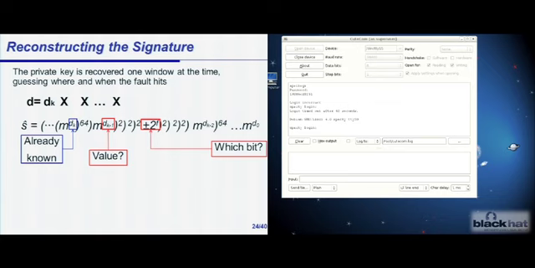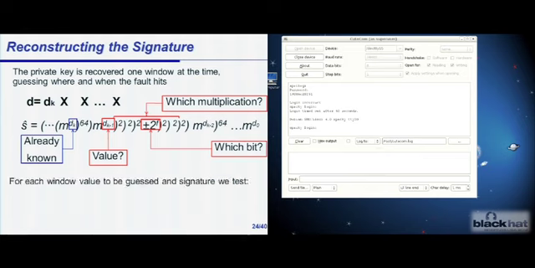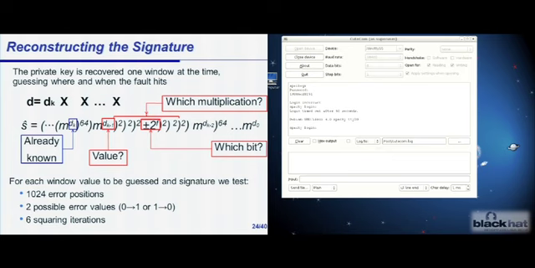In a 1024-bit authentication, you need to try 1024 different positions and brute force it. And then you have to figure out, there were 6 squaring operations, which of the squarings is the time where the faults arise. So you have to try all 6 positions. And if you do that, all 1024 positions, all possible error values, I forgot about that, you have to figure out if it's a plus or a minus. And in all 6 squaring iterations, you may or may not find DK minus 1.